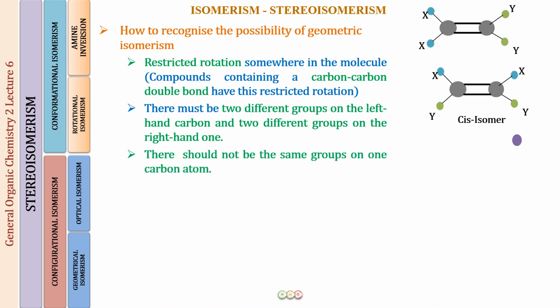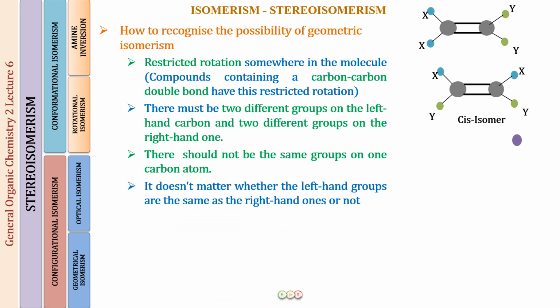So for example, if you look over here, this carbon has two X's, this carbon 2 has two Y's. So this is a structure which will not be showing geometrical isomerism. Just remember this. This will not show, this will show. And when we have two groups which are on the same side of the carbon-carbon double bond, then this will be a cis isomer, and when they will be on opposite side, we will be calling it a trans isomer.